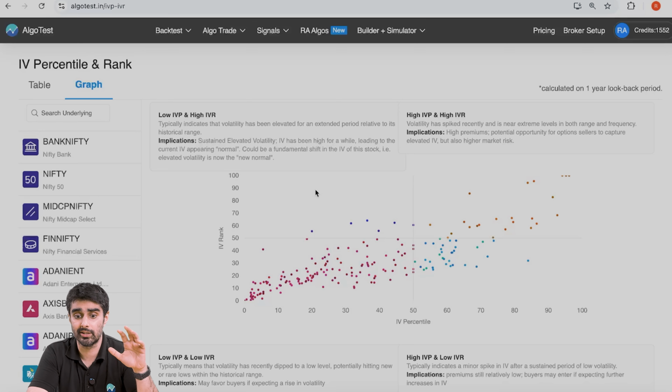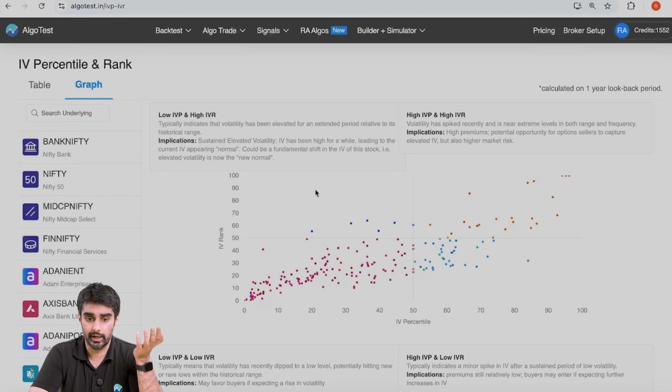Could be a fundamental shift in the IV of the stock or index, that elevated volatility is now the new normal, right? Something could have fundamentally changed about the company, or the index, or the market in general. Like if you see the US market, the VIX is high, and that's a response to, hey, Trump is the president for the next 4 years, right? There will be more uncertainty, there will be more volatility, right? So that's when you'll see that name move over here.